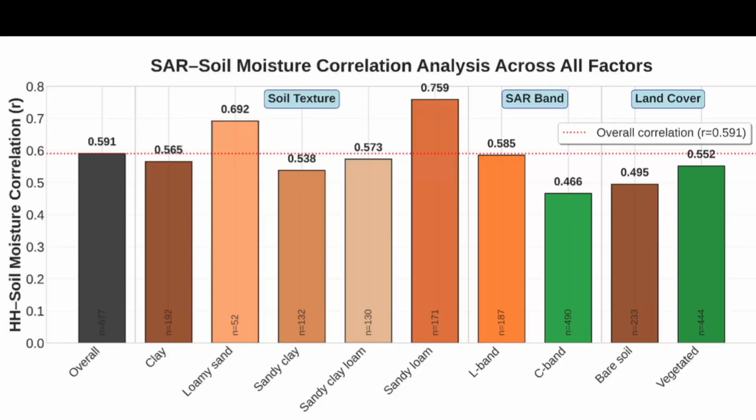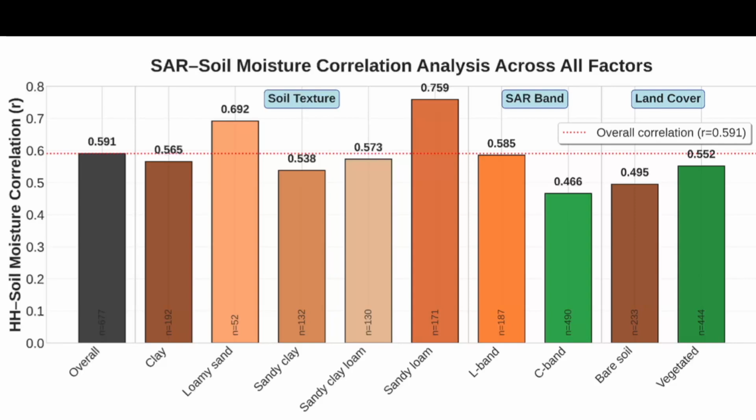So in this figure, what I have is the correlation of HH backscatter with the overall data. That means we lump all 677 samples that I had, and its value is around 0.59. And to the right we have 5 soil textures with different values. Only the loamy sand and sandy loam are above the overall value. And if we split the dataset by radar band or bare soil and vegetated soil, it doesn't overtake the average value. The L band is almost the same as the average value and it's better than the C band. That's what we see here.